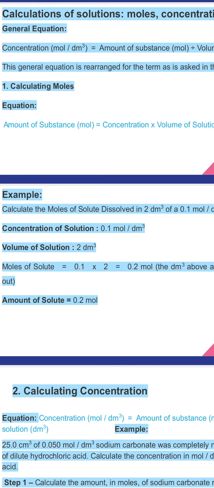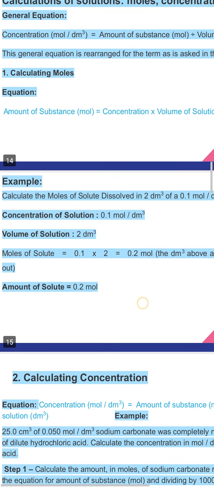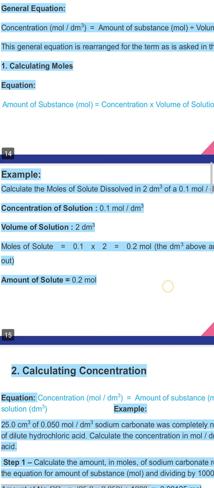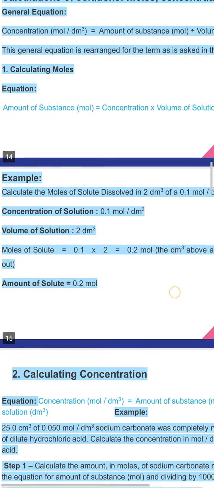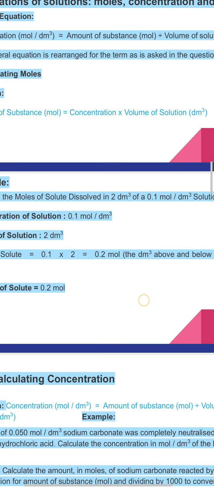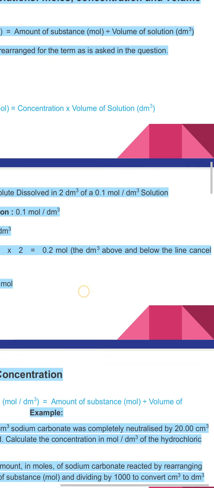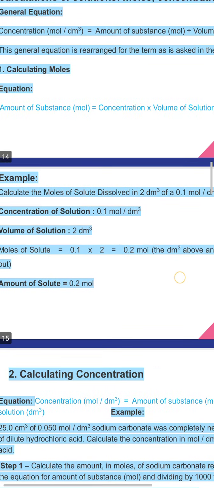So the example is: calculate the moles of solute dissolved in 2 decimeter cube of a 0.1 mole per decimeter cube solution. So concentration of solution is 0.1 mole per decimeter cube and volume of solution is 2 decimeter cube. Now the moles of solute equals 0.1 times 2, that will be 0.2 mole. The decimeter cube above and below the line cancelled out. So amount of solute is 0.2 mole.